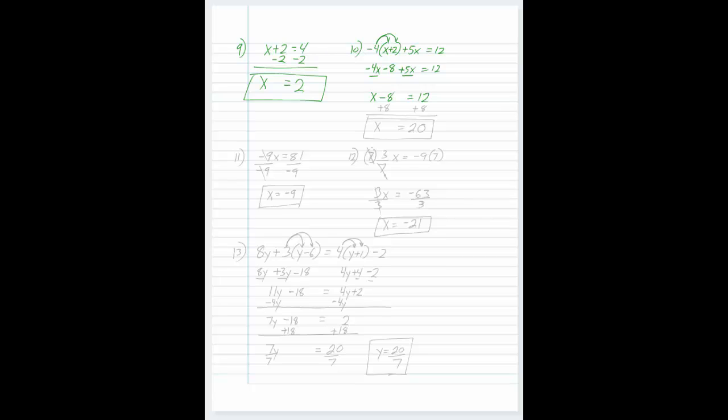Finally, I'd like to get x alone. I see minus 8. So the opposite of subtract 8 is add 8. And when we do, we are left with x equals 20. That is our solution.